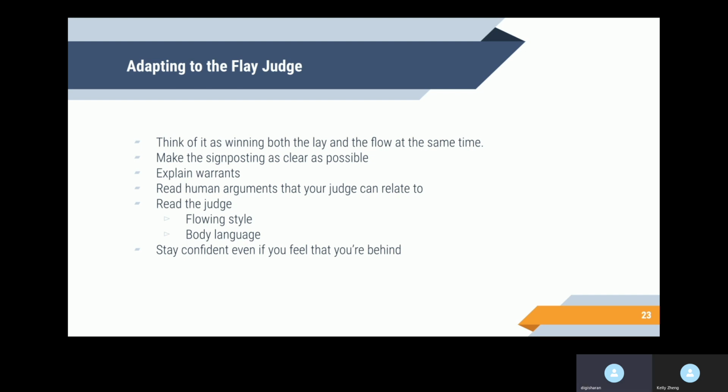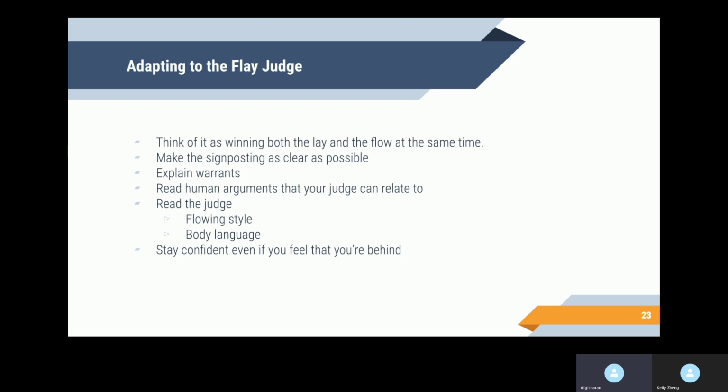Another thing you should be doing is reading human arguments that your judge can relate to. So what this means is don't read super squirrely or super nebulous arguments that may not really make a difference in their lives. A lot of the time, impacts like lives or climate change are something people can relate to, so they're more likely to vote off of that versus something less relatable, I guess. But like what Kelly was saying before, it's important to read the judge and figure out what their preferences are as the round is happening.